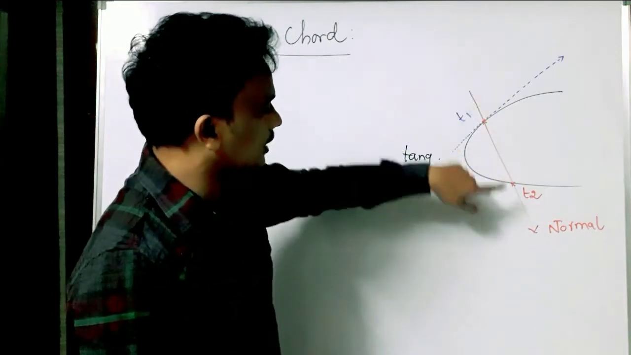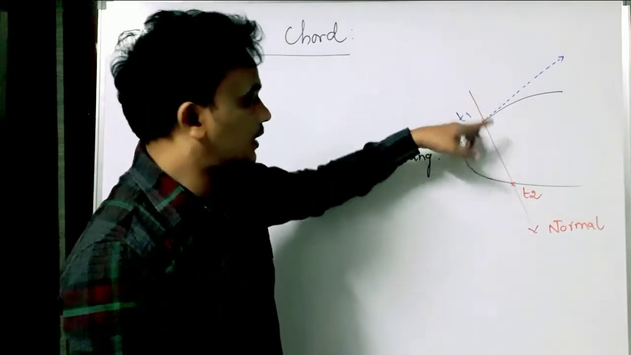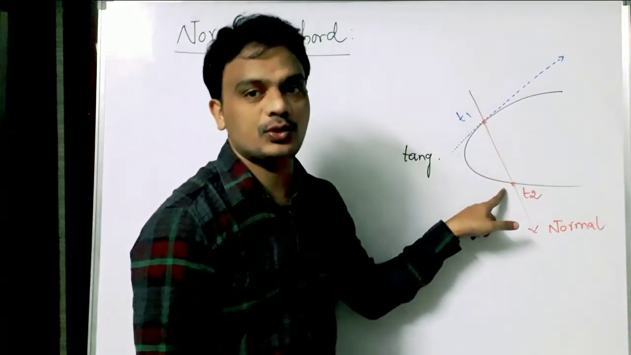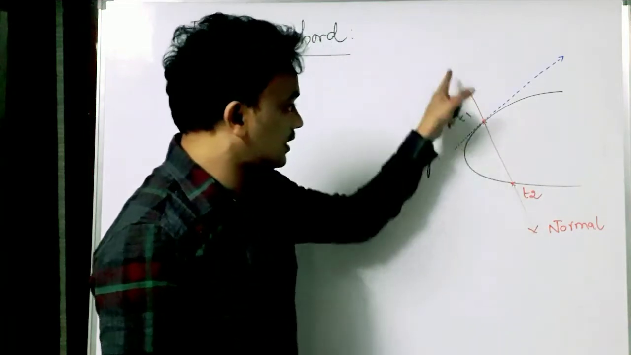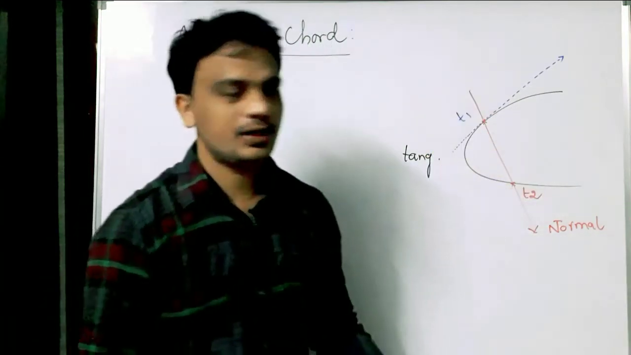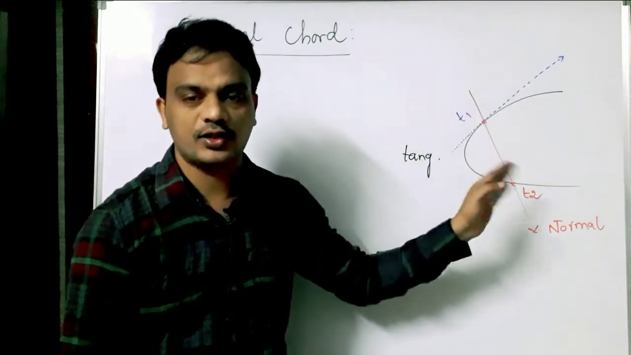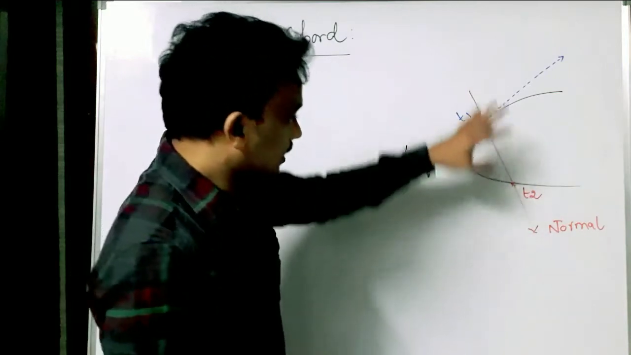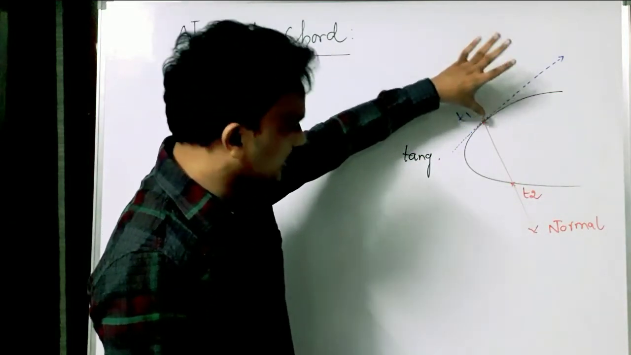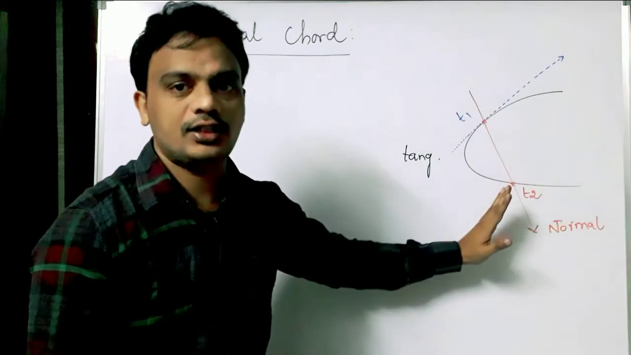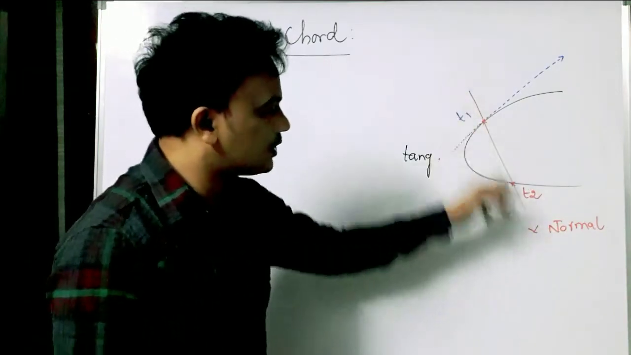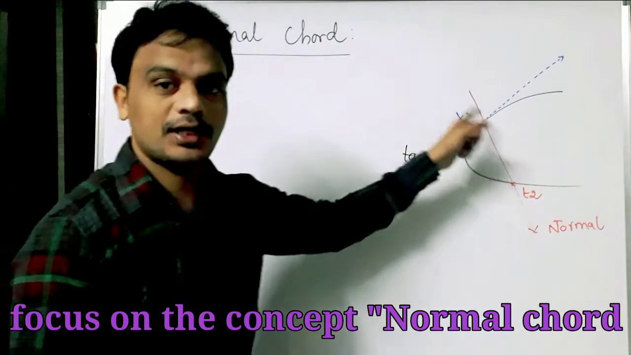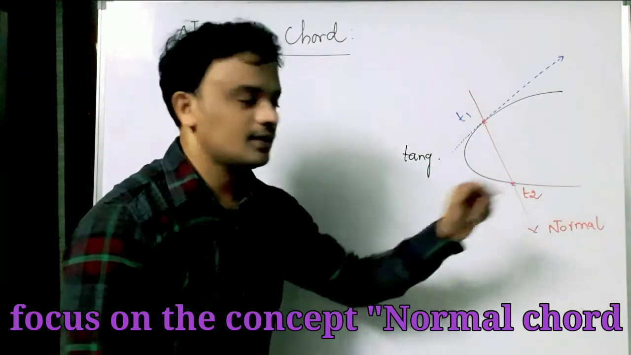So, if you draw the normal at the point T1, this normal meets the parabola again at another point T2. Then in that case this normal becomes a chord. Generally, a chord means a line joining any 2 points on the curve. When the normal at T1 meets the parabola again at T2, the normal becomes a chord. That line is called a normal chord.